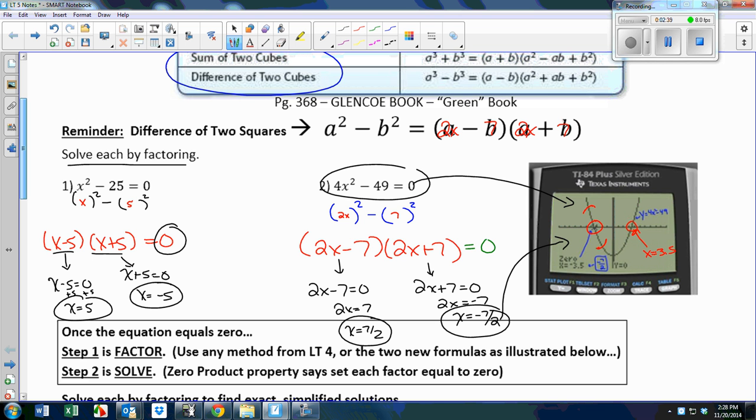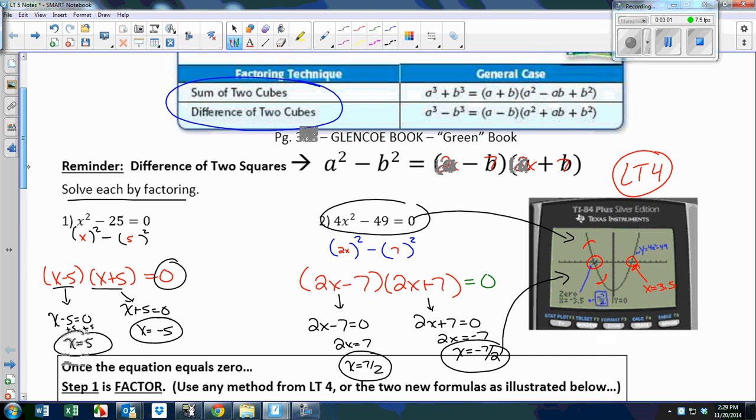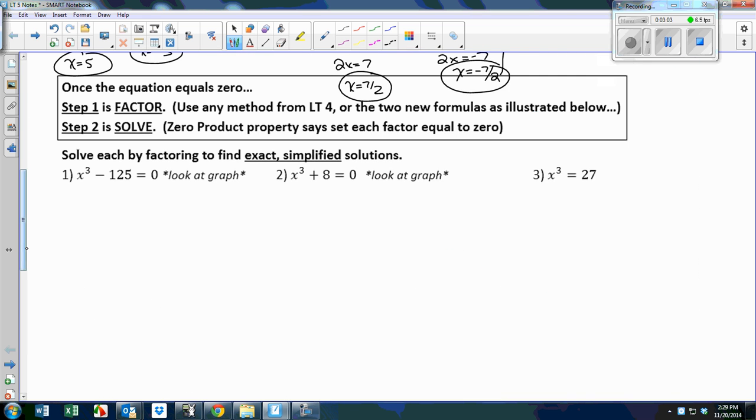The point being, this is learning target 4 we're reviewing. This same question could be in learning target 9 at the end of the unit, and instead of the directions being solved by factoring, it's just going to be solved. So anything will go. It's just that sometimes the calculator can't find the answers and algebra can. So we're going to look at a couple of new factoring techniques to solve some problems, and then we're going to revisit some old factoring techniques and solve some problems that the calculator can't. All right, so here we go.